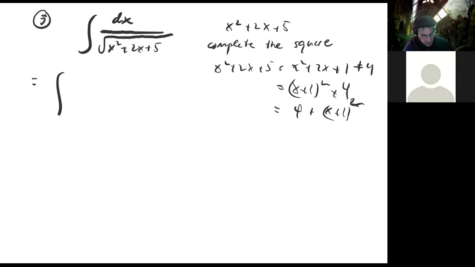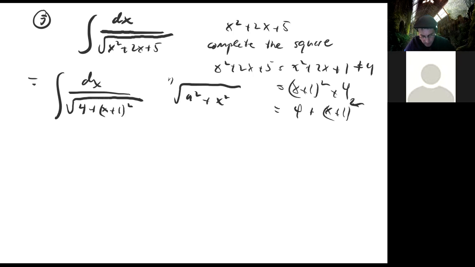So this would be the integral of dx over the square root of 4 plus (x plus 1) squared. And this is looking like a square root of a squared plus x squared type problem, but instead of x, we have an x plus 1. So we should let x plus 1 equal 2 tangent theta, since 4 is the square of a. That should be the correct substitution. And then dx is 2 secant squared theta d theta.